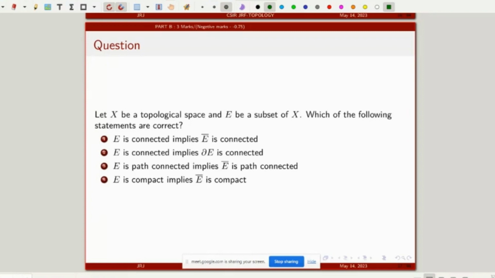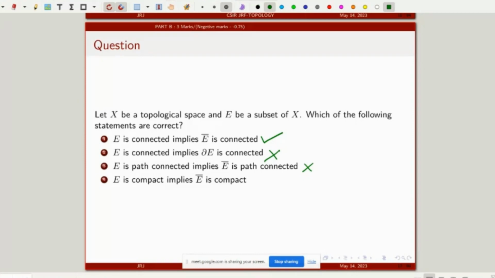E is connected implies E closure is connected. Is it true or false? True. Now, E is connected implies boundary of E is connected. That we discarded. False. Now, E is path connected implies E closure is path connected. Is it true? False. Which counterexample can you produce?